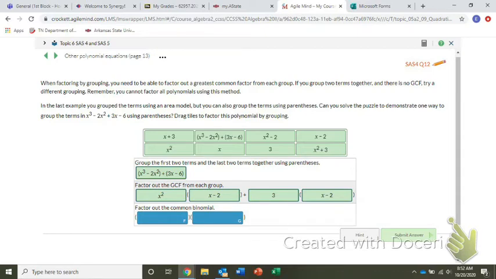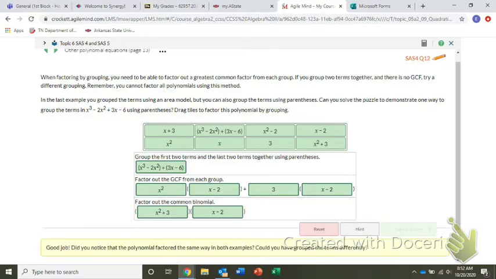Now, here's the easy part. Factor out the common binomial. Above, what do you notice that's in common? Both sides have a what? They both have an x minus 2. So we are factoring out that common binomial, bringing it down one time. Once you factor it out, they're gone. So what do I have left? I have an x squared plus 3.